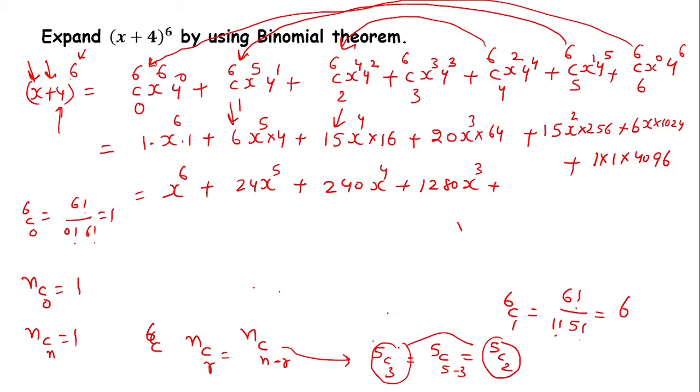Next value we have 15 times 256, that is 3840 x square. Next 6 times 1024, this is 6144 x, and the last value is 4096. So this is the expansion of x plus 4 power 6. This is the way how you can solve this.